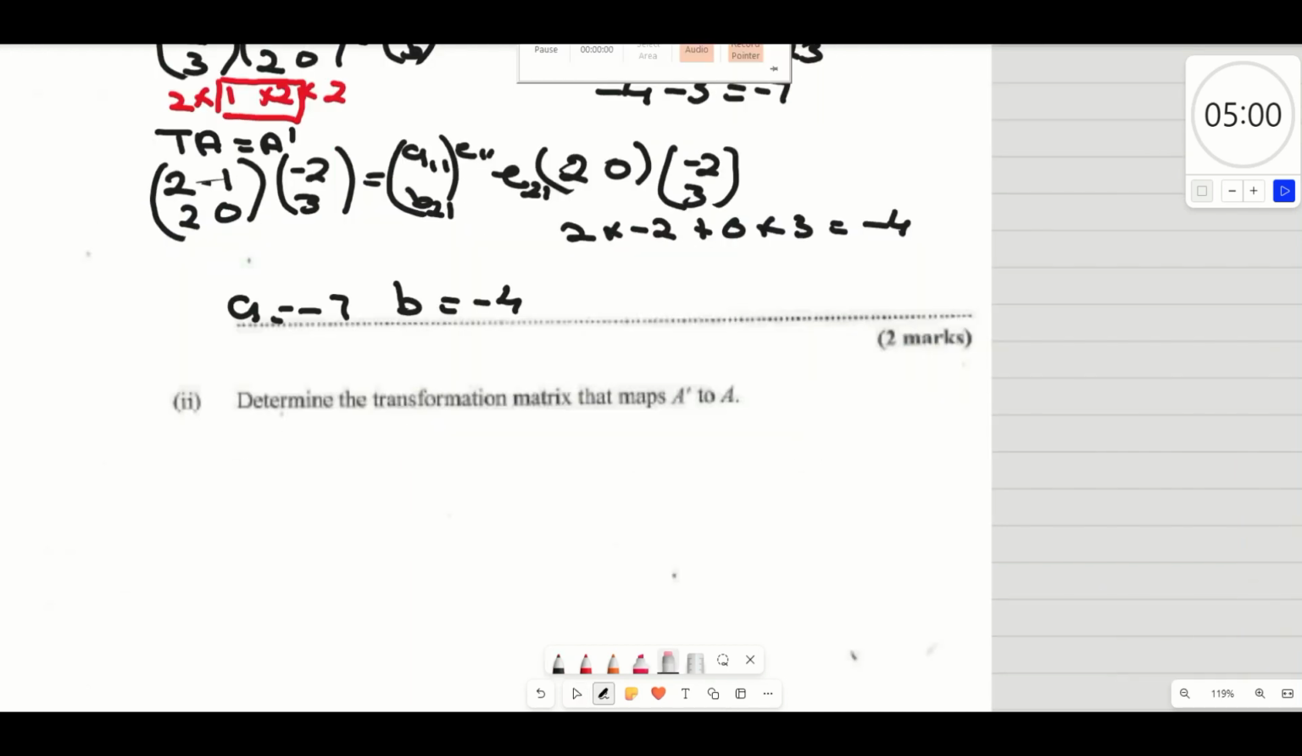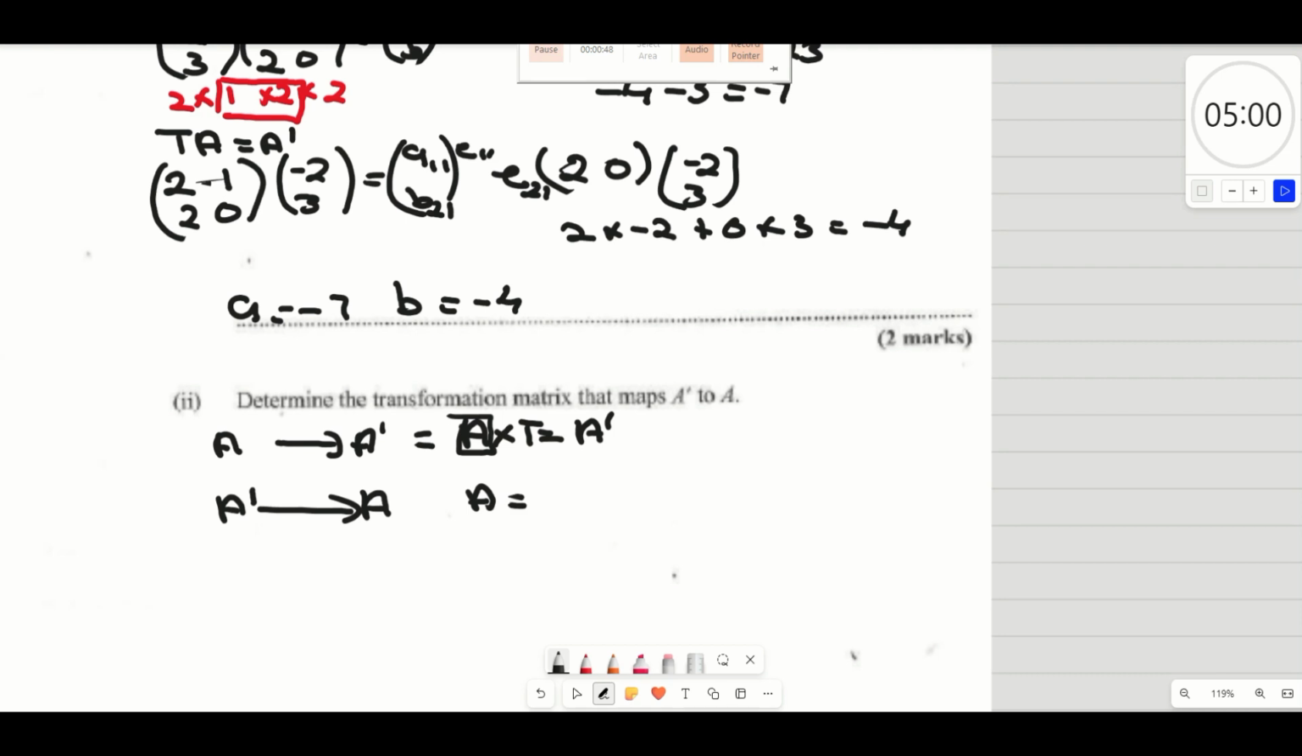All right, so now we're going to do part 2. It means to determine the transformation matrix that maps image A, that's A with the little asterisk, to A. So when we went from A to image A, this was A multiplied by a transformation T. But we are now going in the opposite direction, so we're going from image A undergoing a transformation to A. We want to make A the subject here. So what is A equal to?